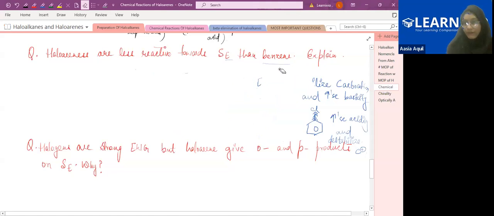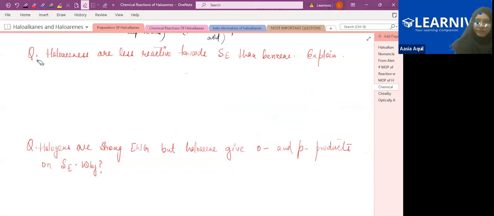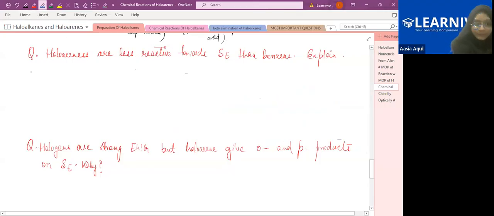In your own language, you can write minus I effect is due to the electron withdrawing group. And for electron withdrawing group, you can write down examples like halogen and your nitro group, NO2 group. And plus I effect is caused by electron donating group, just like your alkyl group and any negatively charged part. Okay, now write down the proper answer.